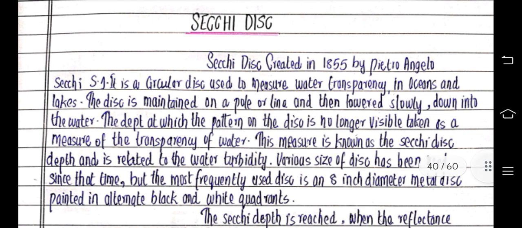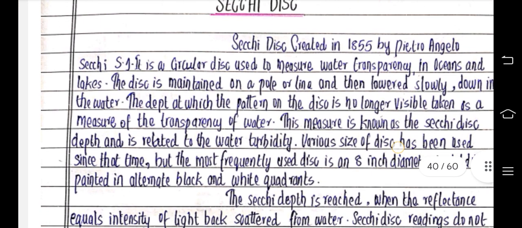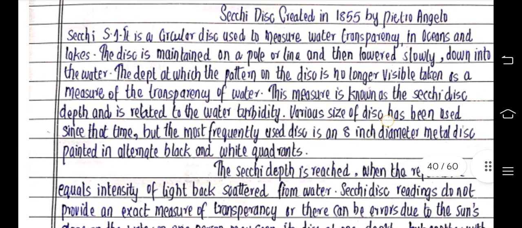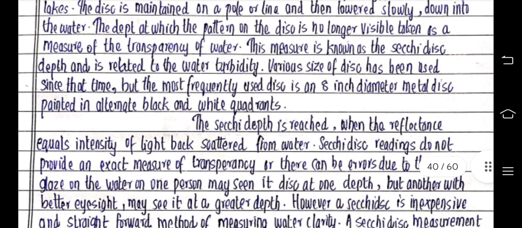Secchi disc. The Secchi disc was created in 1855 by Pietro Angelo Secchi. It is a circular disc used to measure water transparency in oceans and lakes. The disc is mounted on a pole or line and then lowered slowly down into the water. The depth at which the pattern on the disc is no longer visible is taken as a measure of the transparency of water. This measure is known as the Secchi disc depth.